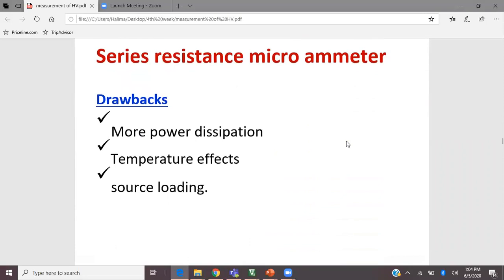So there are some drawbacks as well. For example, power dissipation will be very high, temperature and external effects will be very high, and there will be some source loading as well.